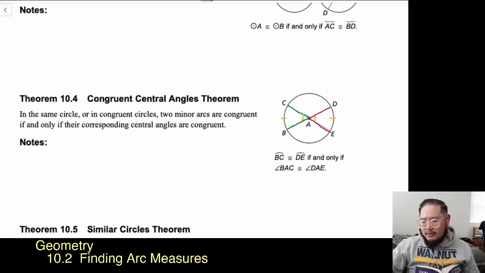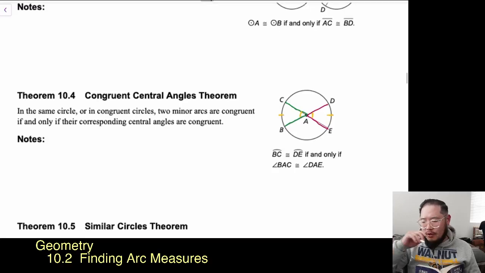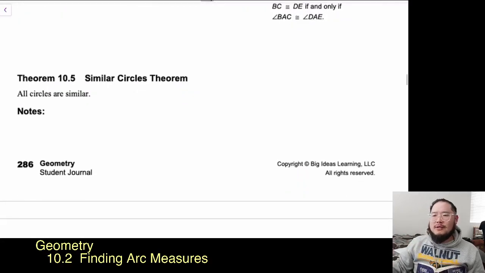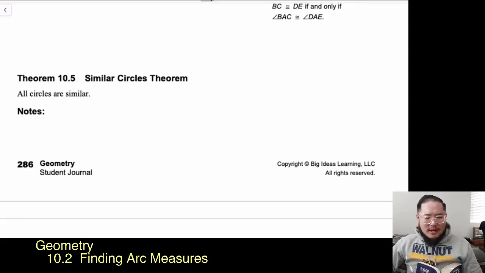Let's go to 10.5, similar circles theorem. Well, all circles are similar because all circles are similar in shape, right? They're all round. The only difference is that one circle could have a radius of 1, and the second circle could have a radius of 2. They're still nice round circles with points equidistant from the center, but one would be larger than the other. So don't forget about that term similar. It is not the same thing as same.